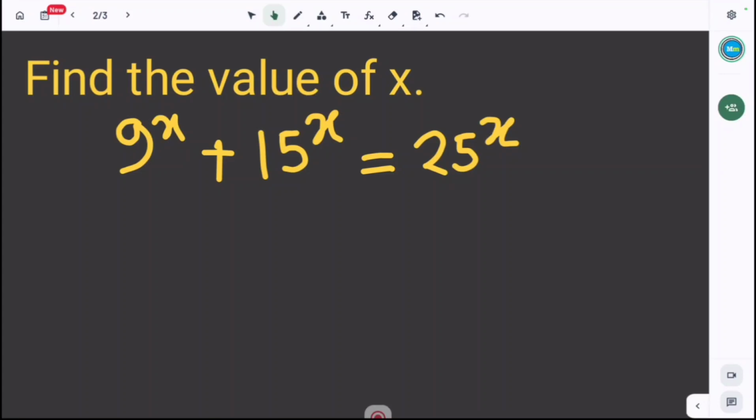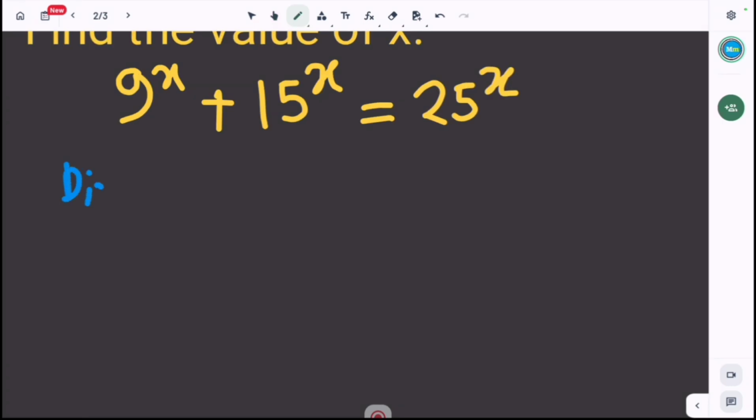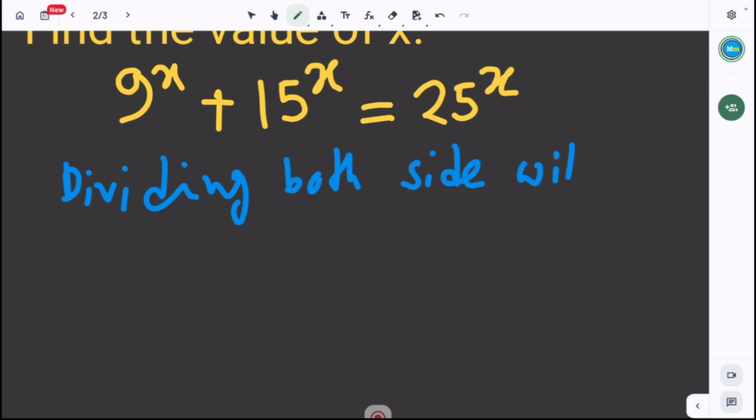The question is: find the value of x. Question: 9 to the power x plus 15 to the power x equals 25 to the power x. So let's see. Dividing both sides with 9 to the power x.